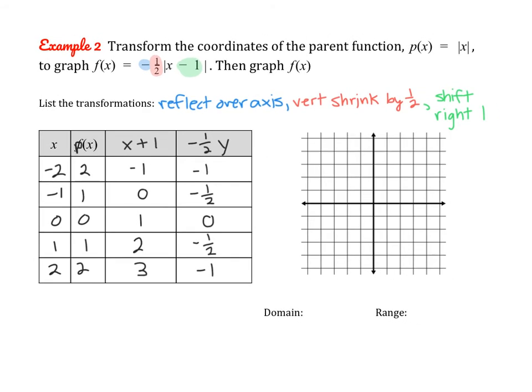So if you want, again, you can graph the parent function. So our parent function looks like this. And now we can plot our transformed coordinates. So we have -1, -1, 0, -1/2, 1, 0, 2, -1/2, and 3, -1. So our graph looks like this.